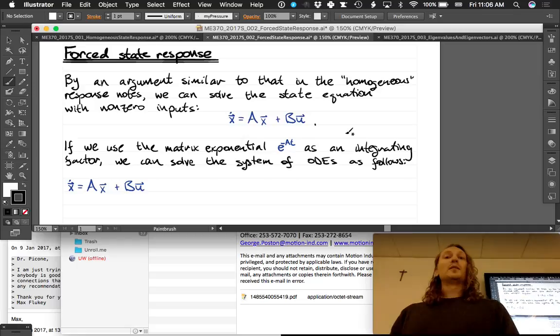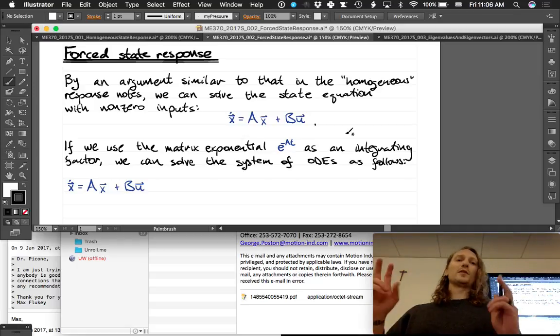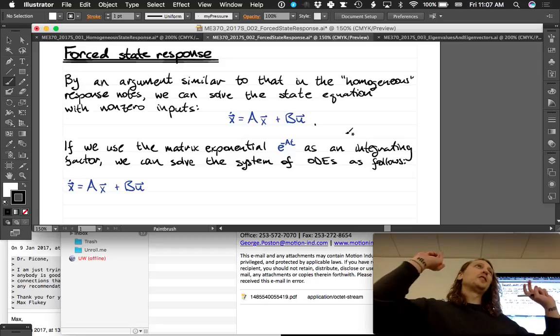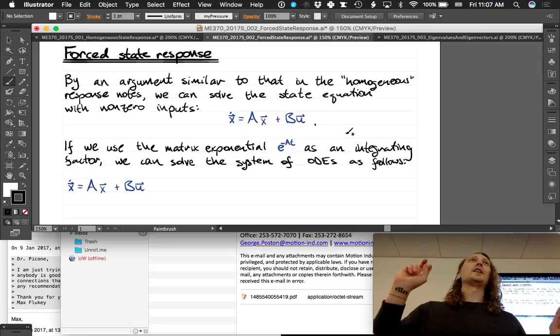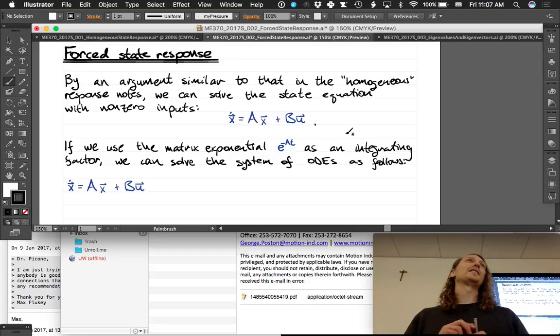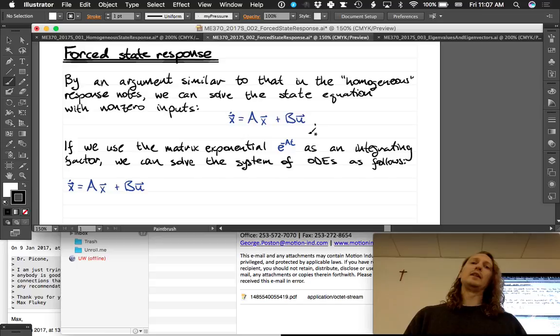By an argument similar to that in the homogeneous response notes. Remember, I'm putting homogeneous in quotes because it's really like the initial condition response, but it's kind of a misnomer. So by a similar argument to that, we can solve a state equation with non-zero inputs. So now we have the BU term. BU term was gone before because we said that U was 0, then there are no inputs.